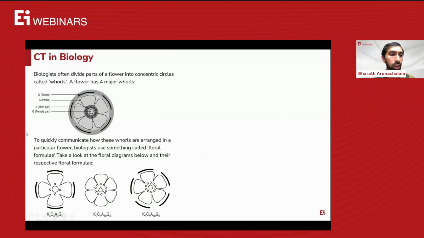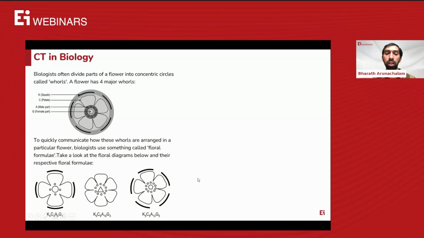Yeah. So this is another example that we are trying to establish. To quickly communicate how these whorls are arranged in a particular flower, biologists use something called floral formulae. Take a look at the floral diagrams below and their respective floral formulae. So for this particular image, this is the full floral formula. And this is this, and this is this.